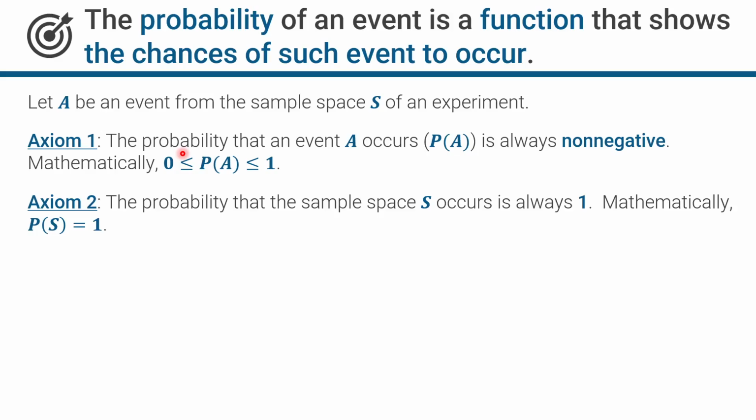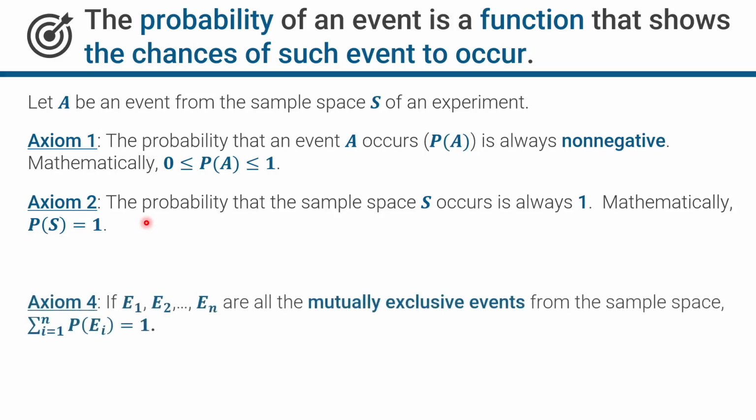Now, the probability that the sample space S occurs is always 1. Mathematically, the probability of the sample space is equal to 1. This means that if you add all of the probabilities of A happening within the sample space S, it will always be equal to 1. The fourth rule: if E1, E2, E3 are all mutually exclusive events, meaning they don't have anything in common, from the sample space, then the probability of all of them together is equal to 1. So P of S is like an area, 1, and the parts of each, as long as they do not intersect with one another, put together equal 1. Later on, this will be very important as we solve problems.